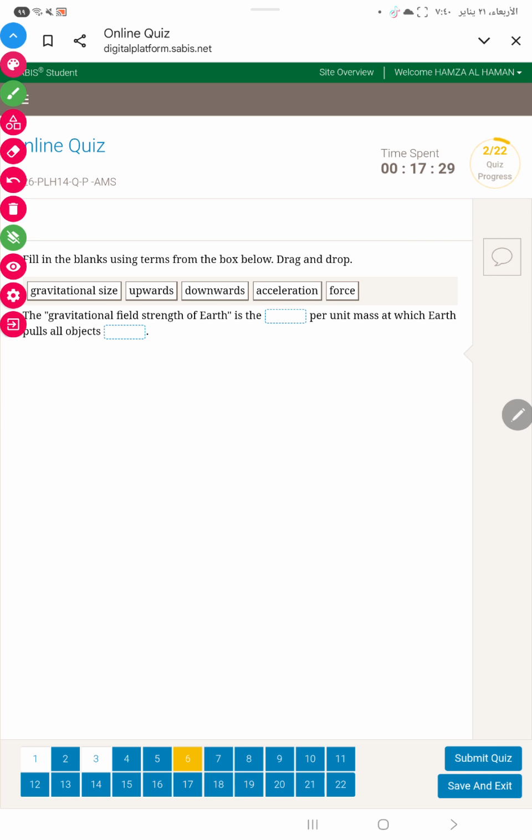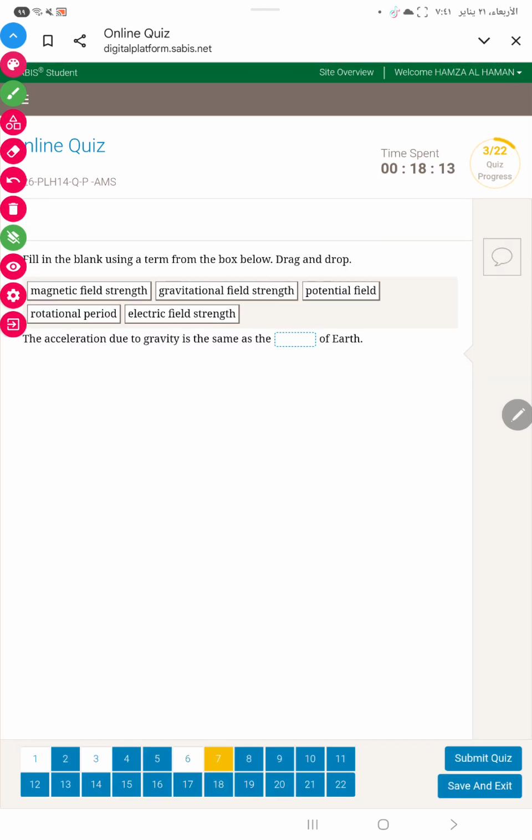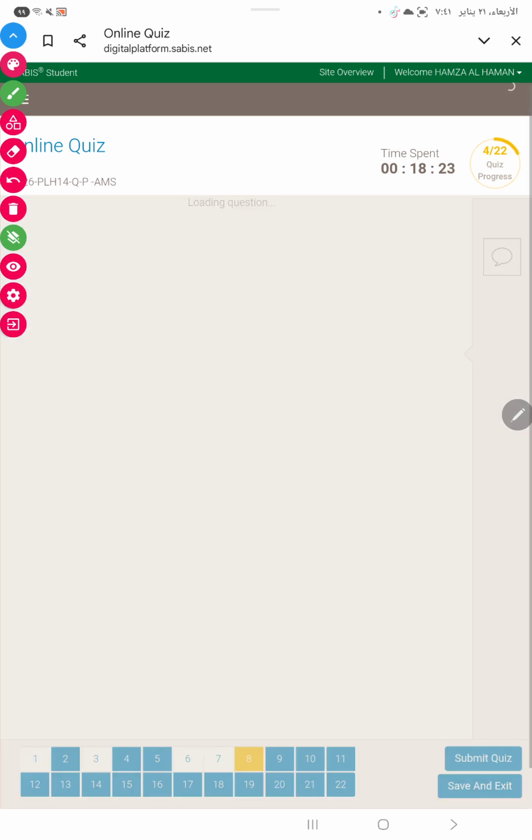Fill in the blanks with the terms from the box below, drag and drop. The gravitational field strength of the Earth is the blank per unit mass. So here we put the force per unit mass at which Earth pulls all objects downwards. So here, downwards. Question number 7. The acceleration due to gravity is the same as gravitational field strength of the Earth. Question number 8.